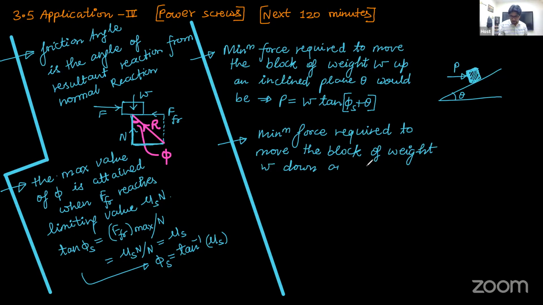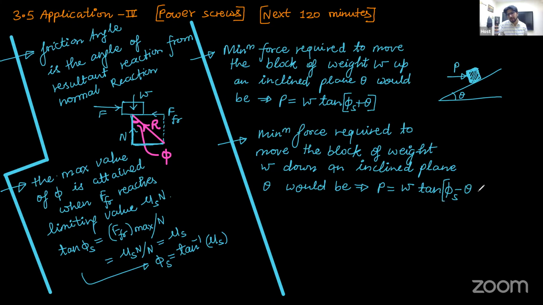Down an inclined plane theta, it would be how much? We proved it, we solved both these cases. It would be tan(phi_s minus theta).